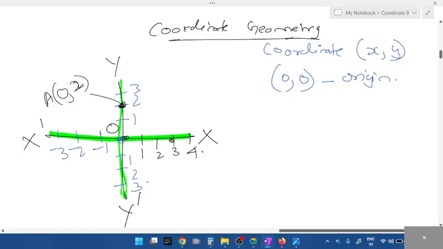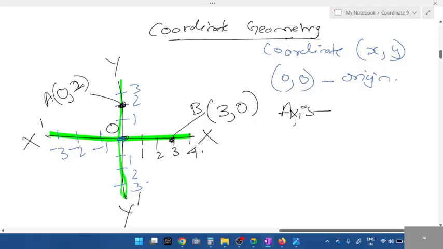Next, this one. You'll definitely get one question for 6 to 7 marks from this chapter. Which axis is it touching? X axis. What's the answer? Very good. 3, comma 0. Remember, in origin, both will be 0. When it comes to axis, any one will be 0.